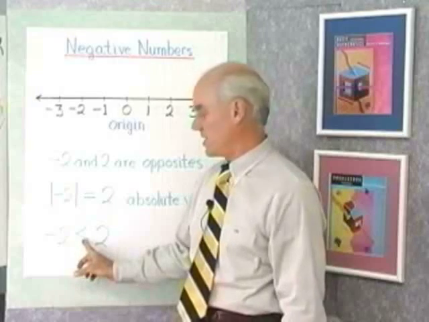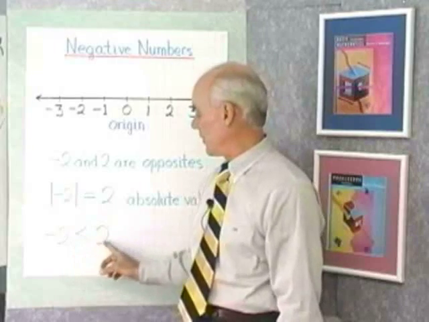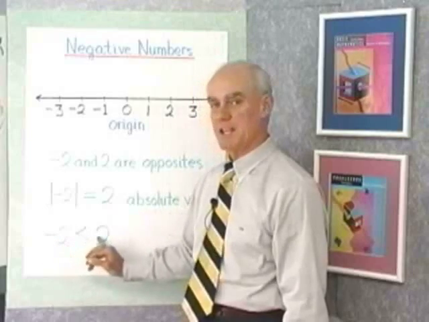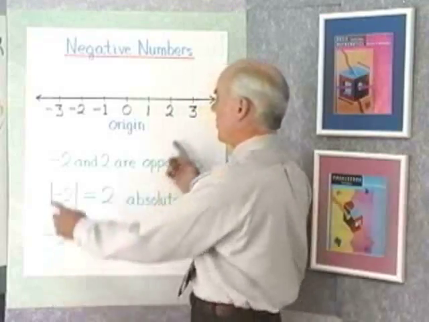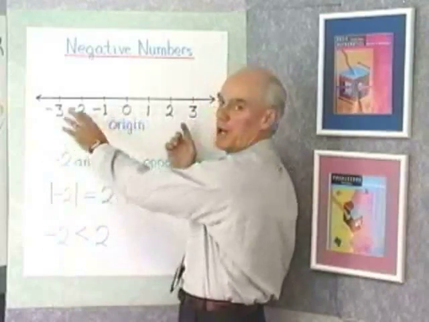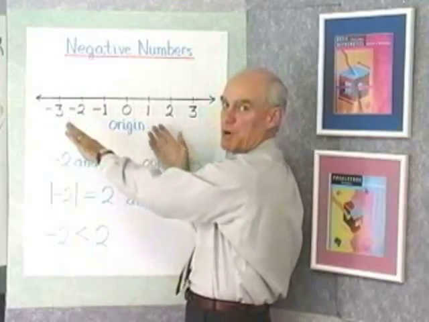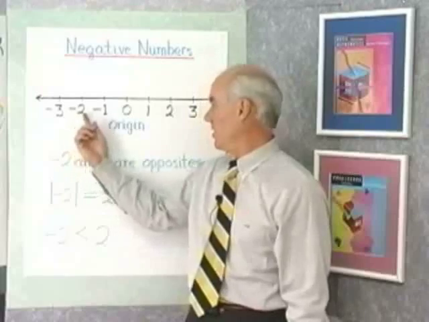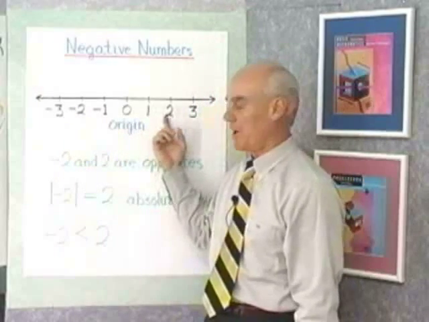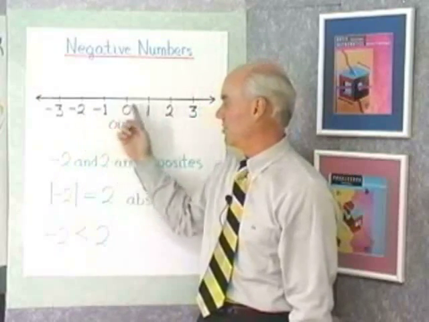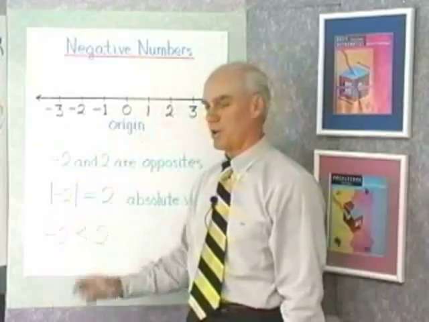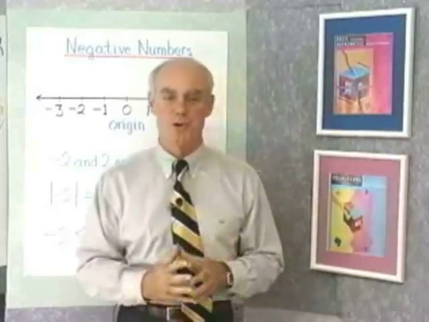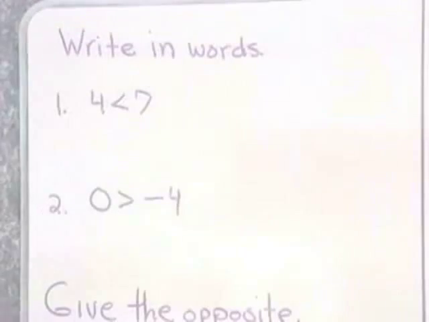And then we can use these inequality symbols to write down the relationship between a couple of numbers. -2 is less than +2. So if we compare any two numbers on the real number line, the one that's on the left is always smaller than the one that's on the right. So since -2 is over here and +2 is up here, then my inequality is going to say that -2 is less than 2. My inequality symbols always point to the smaller of the two numbers being compared. Let's go to the board now and work a couple of problems.